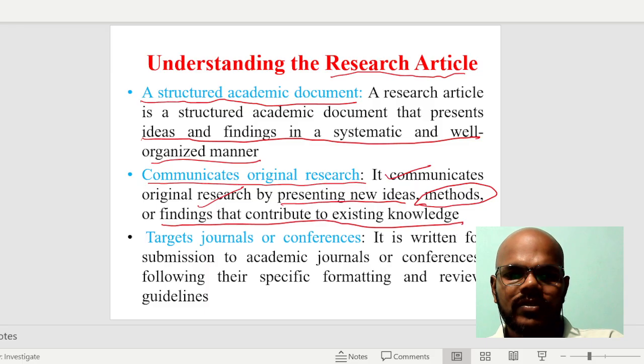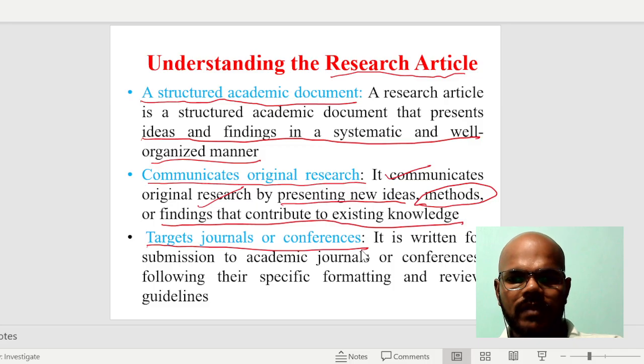Next point, target journals and conferences. In a previous lecture we discussed what a conference is, what a journal is, what a patent is, what a transaction paper is, all those things. I don't want to discuss these concepts again. If you have not watched, please go to my previous lectures in the playlist, and then come to this lecture.